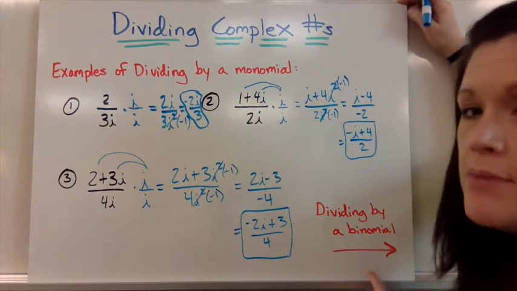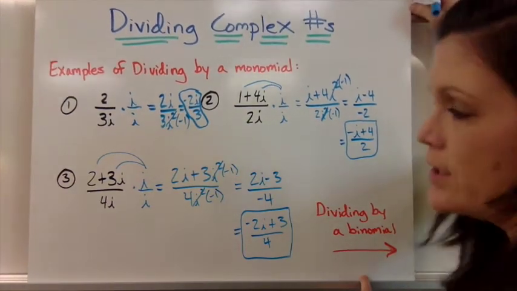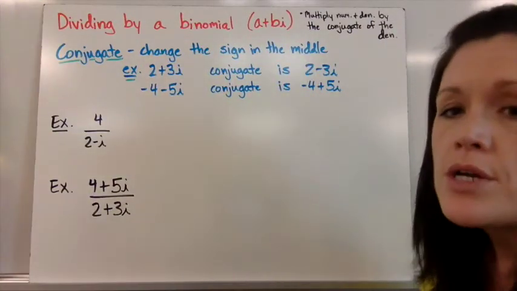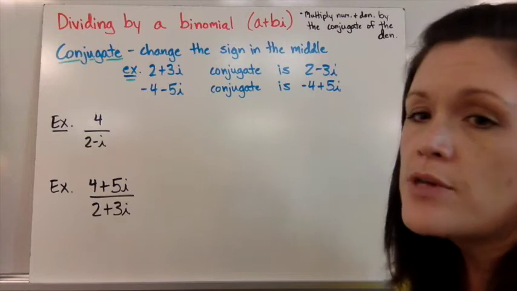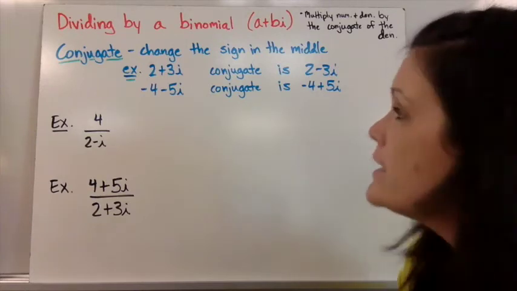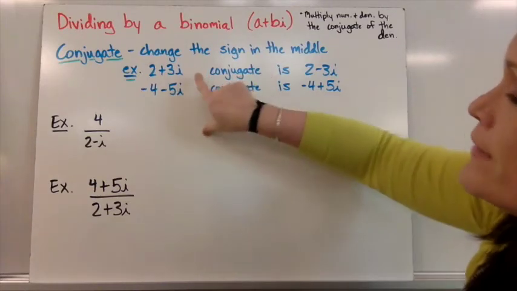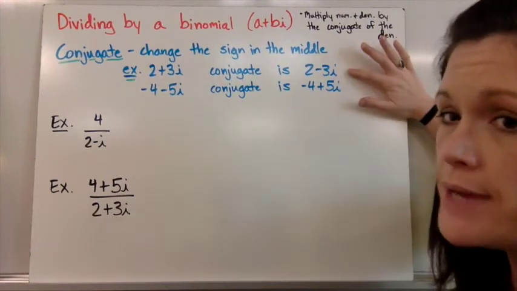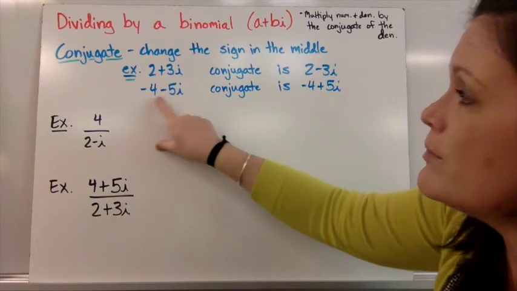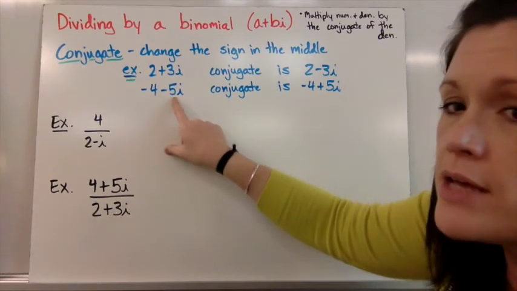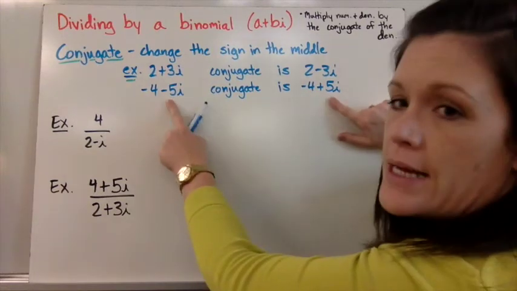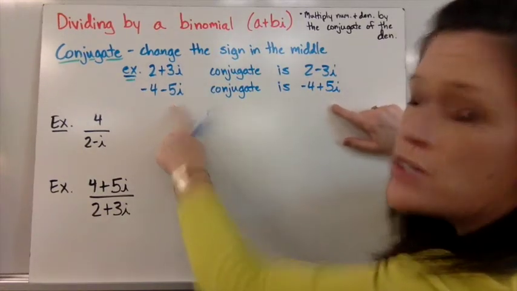Now, we're going to look at dividing by a binomial. Those work a little differently and require a little more work. First we need to look at what the word conjugate means. A conjugate is when you take a binomial and you change the sign in the middle. For example, if I have 2 plus 3i, the conjugate of that is 2 minus 3i. If I have -4 minus 5i, the conjugate of that is -4 plus 5i. Notice only the sign in the middle is changing for your conjugate.